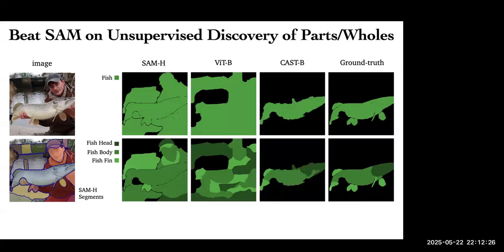Basically, it's clueless. And look at our beautiful results. Unsupervised learning: we can segment the whole body. We can even break it down reasonably well into a head, body, and fin. So I thought this is an amazing result.